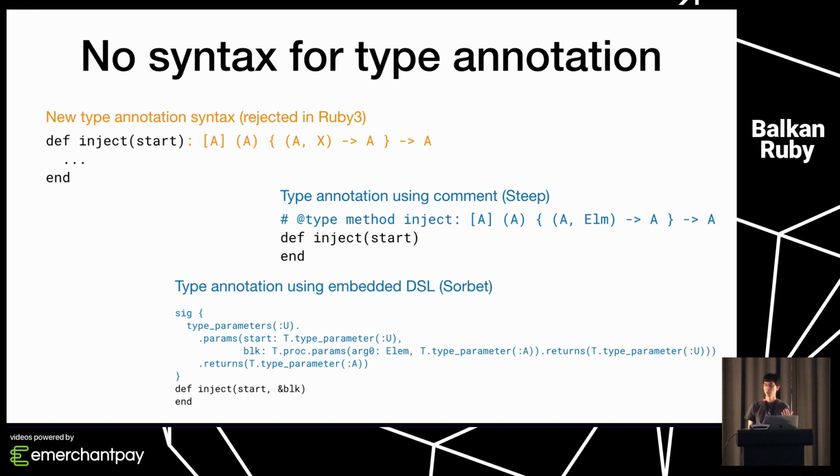Another way is to annotate types using embedded DSLs. This is what the Sorbet team is doing. This is an example of type annotation in Sorbet syntax. They define the sig method, the type_parameters method, the params method, and that kind of thing.